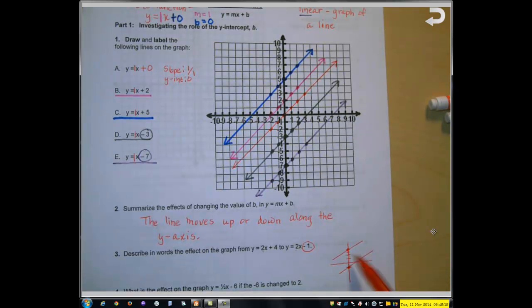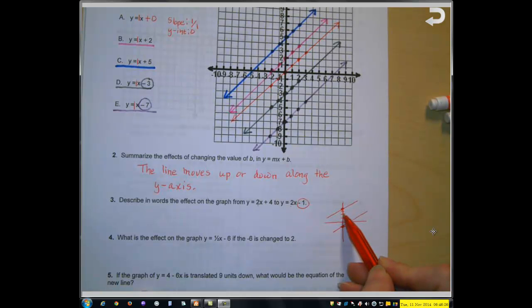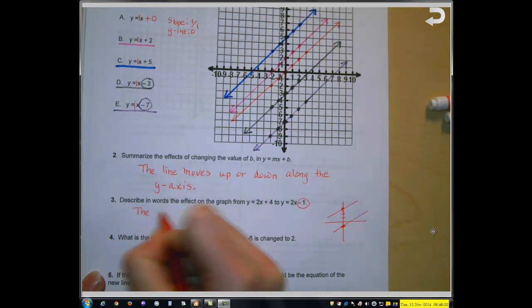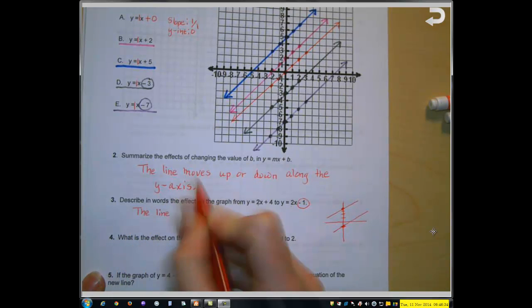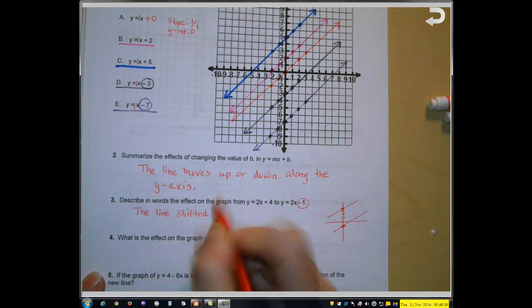So we can see that this line shifted down. How many units did it shift down? We can see that it shifted down 1, 2, 3, 4, 5 units. So we can say the line shifted down, and another word we can say is translated.